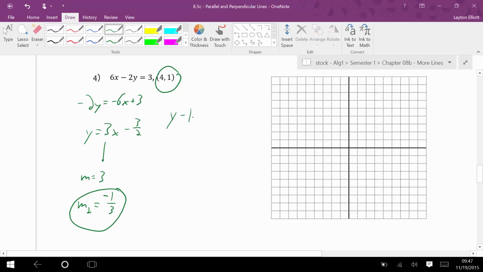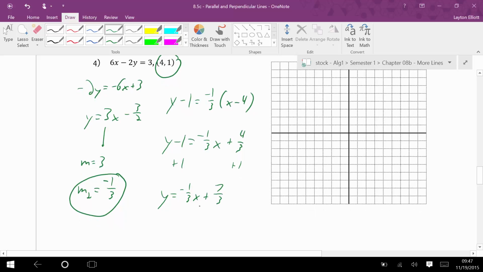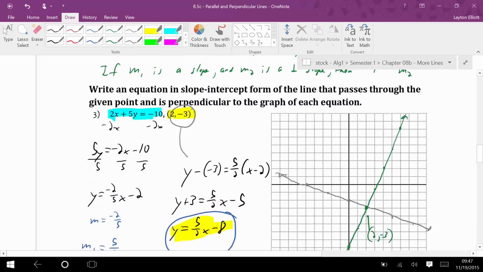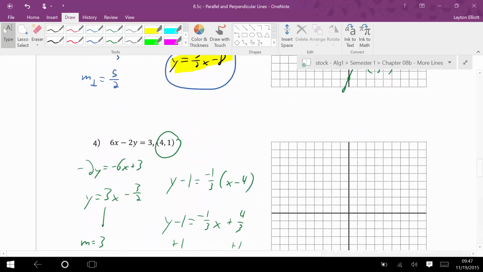Y minus 1 is equal to negative 1/3 times x minus 4. Distribute the negative 1/3, and I get plus 4/3. Add 1 to both sides, and I get y is equal to negative 1/3 x plus 7/3. Okay. I promised you we wouldn't graph thirds, so we're not going to graph this one, but I'm going to circle that and be confident that I've answered the question of writing the equation.